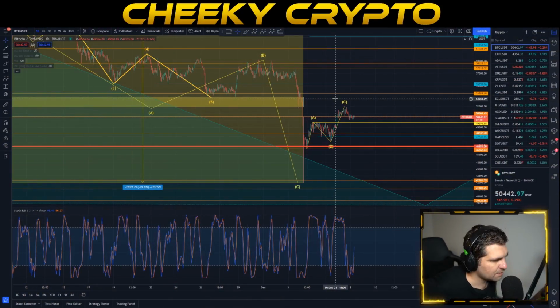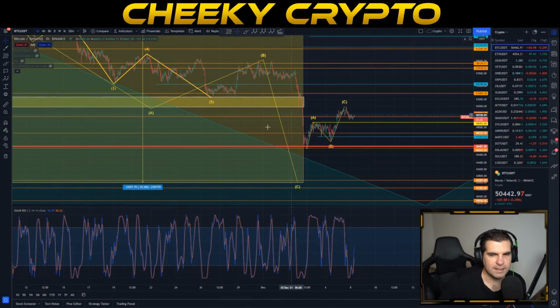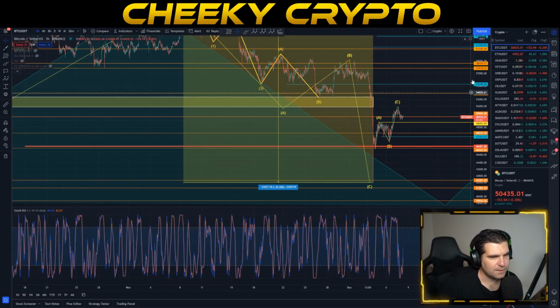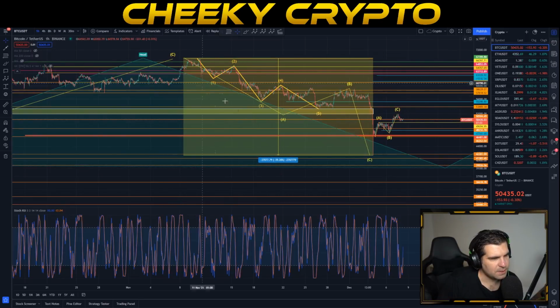Okay guys, so to start with, we're going to be taking a look at Bitcoin here, since it is kind of leading the pack. It's important that we understand what's going on. Obviously, if I just zoom out, we can see that there was a big ABC correction on the larger time frames. You can see this basically all the way up from up here. Here's your A, your B, and your C.